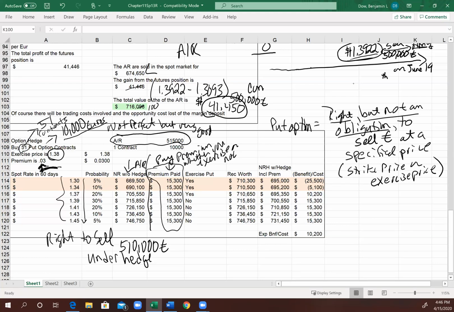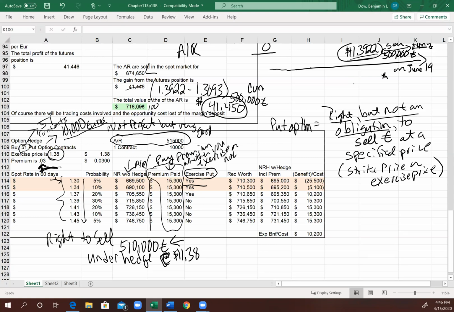Now we're going to decide whether or not to use our put option. This is what's called exercising the put. Do you want to use your put option and sell 510,000 euros at $1.38 if the euro is trading at $1.30? And the answer is yes. Yes, we do. We would rather attach the put option to those euros and sell them at $1.38 than go into the open market and sell them for $1.30, if in fact that's what the spot rate turns out to be.